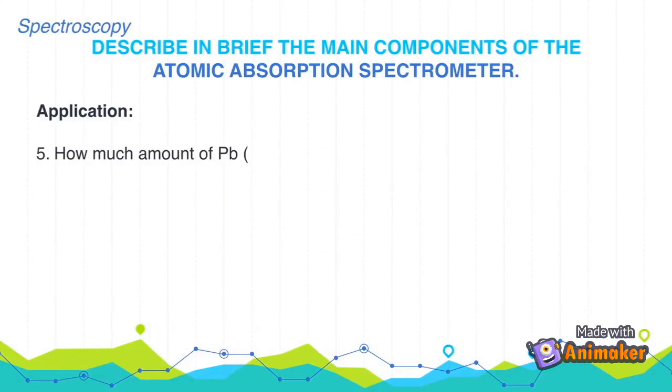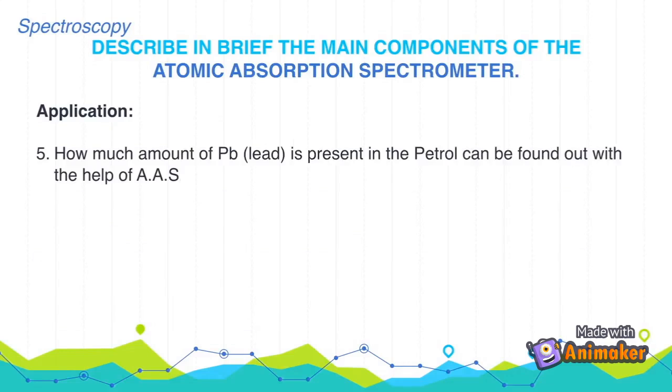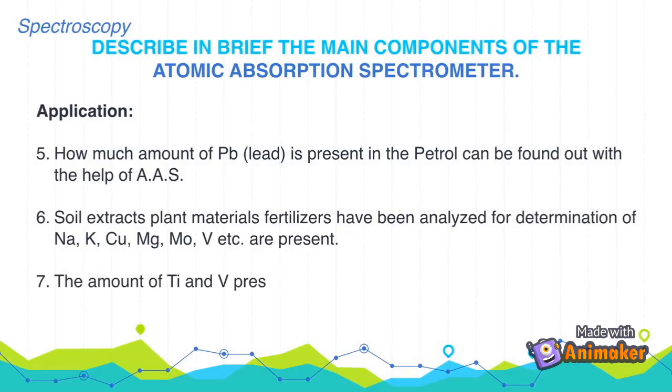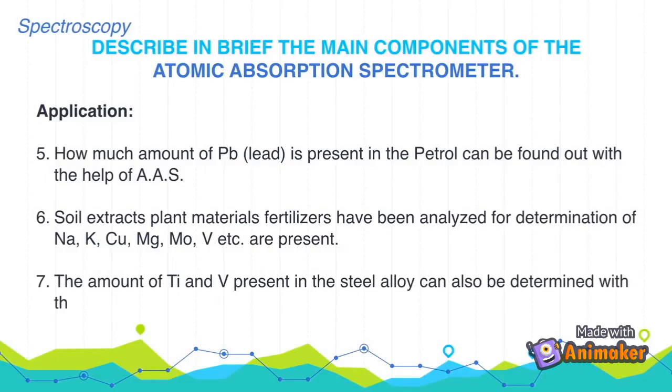5. How much amount of lead is present in petrol can be found out with the help of AAS. 6. Soil extracts, plant materials, fertilizers have been analyzed for determination of sodium, potassium, magnesium, molybdenum, vanadium, etc. 7. The amount of titanium and vanadium present in the steel alloy can also be determined with the help of AAS.